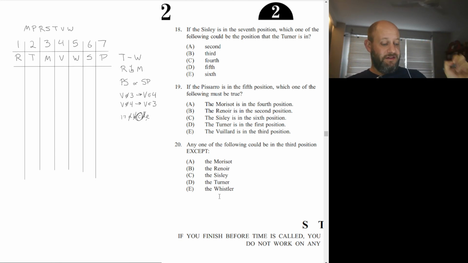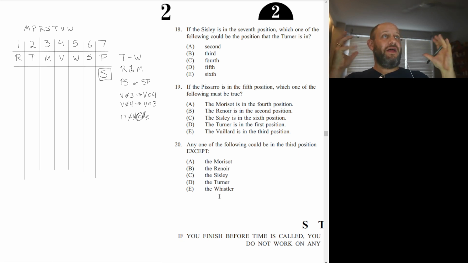So if S is in the 7th position, the first thing I do is I take that condition and I put it on the board. I say, okay, I'm going to put S in the 7th position. And I like to put a box around it because that tells me I'm anchoring that for the entire question. In this question, S is in the 7th position. Okay, given that, which of the following could be the position that T is in? Second, third, fourth, fifth, or sixth.